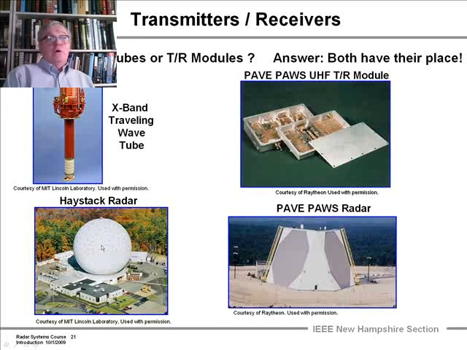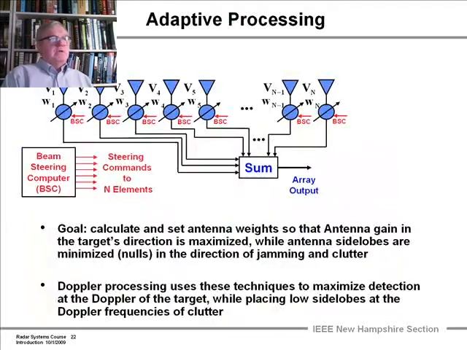Or do you use individual transmit-receive modules? In this PAVE PAWS radar, you can see they are used, thousands of them, to steer the antenna. It turns out, depending on the application, they both have their place. We're going to study this whole issue of transmitters, how transmit-receive modules work, solid-state modules, and tube systems, and the kinds of amplifiers to amplify microwave radiation. All that sort of thing we're going to study in the transmitter-receiver section.